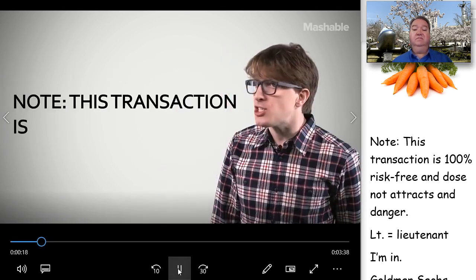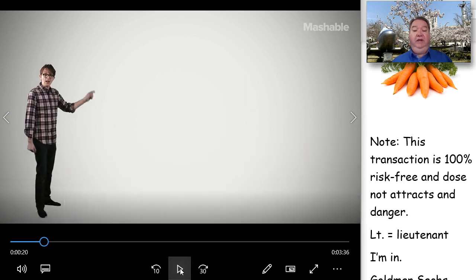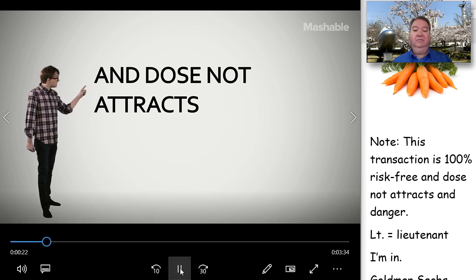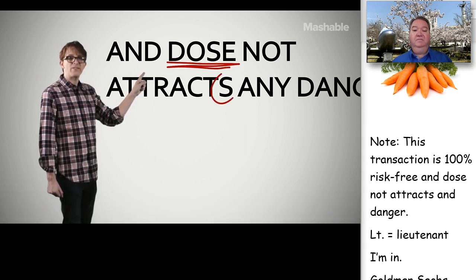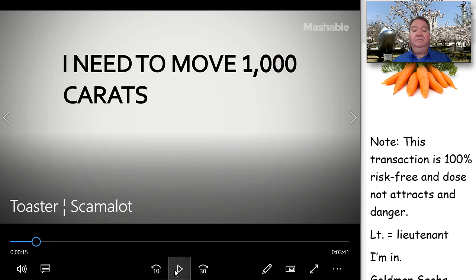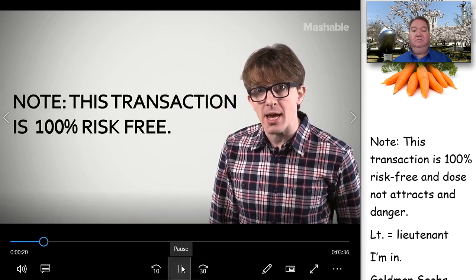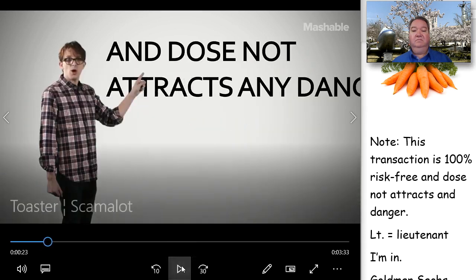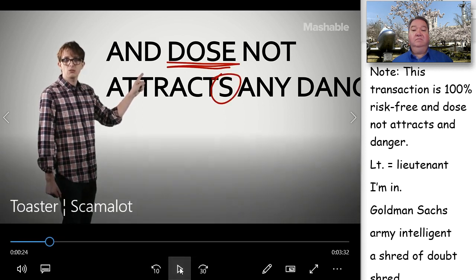Note, this transaction is 100% risk-free. It's completely safe. And does not attract any danger. He says, so I knew I was in safe hands. Now, why does he say that I knew I was in safe hands? Notice the corrections he makes to the letter here.